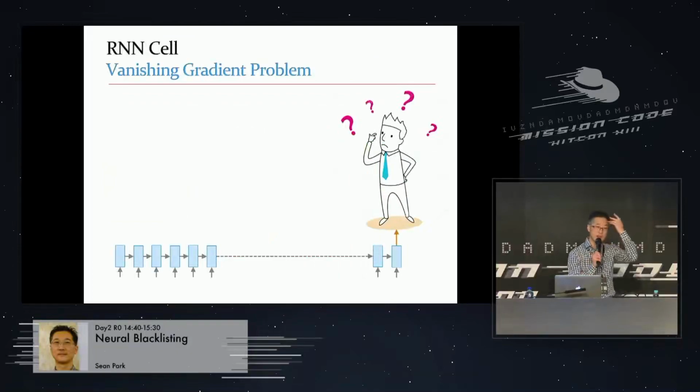So we got something. Up until now, it looks like everything is fantastic. We can simply apply RNN, and we get the answer.